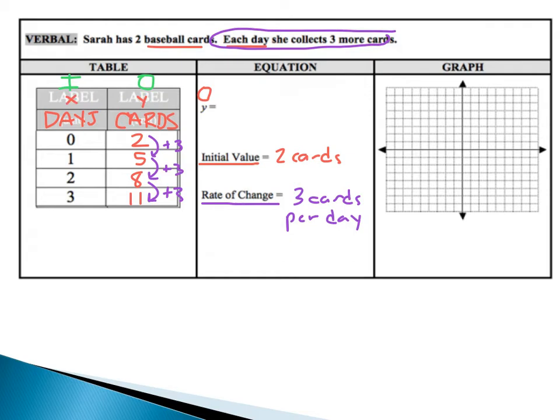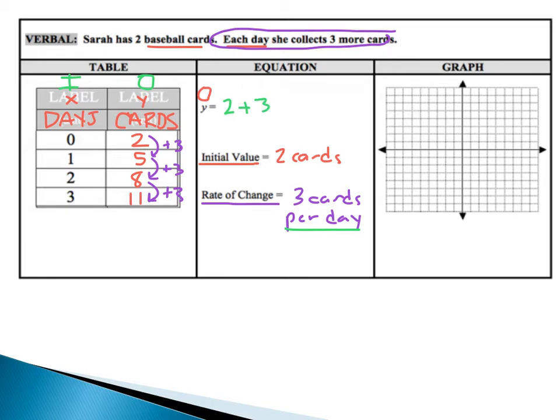So here's how you're going to write your equation. You're going to start first with your initial value. I know that I start off with 2 cards. So I'm going to have y equals 2, and every day I'm going to add to that 3 cards. So that means I have 3 cards per day. When you see that, how you're going to write that is 3.